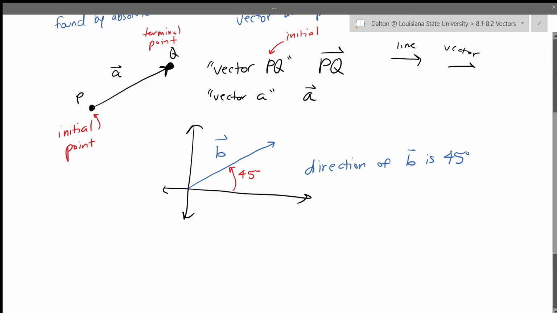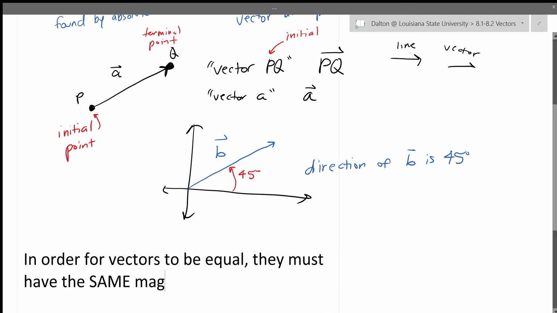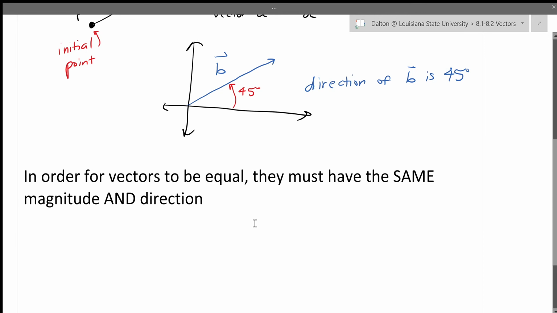Okay, so that's just a little bit of basics about vectors and their positions and things like that. Now, this may seem a little bit obvious, but we need to discuss it anyway. In order for vectors to be equal, they must have the same magnitude and direction. They have to have the same magnitude and direction, so not just one or the other.